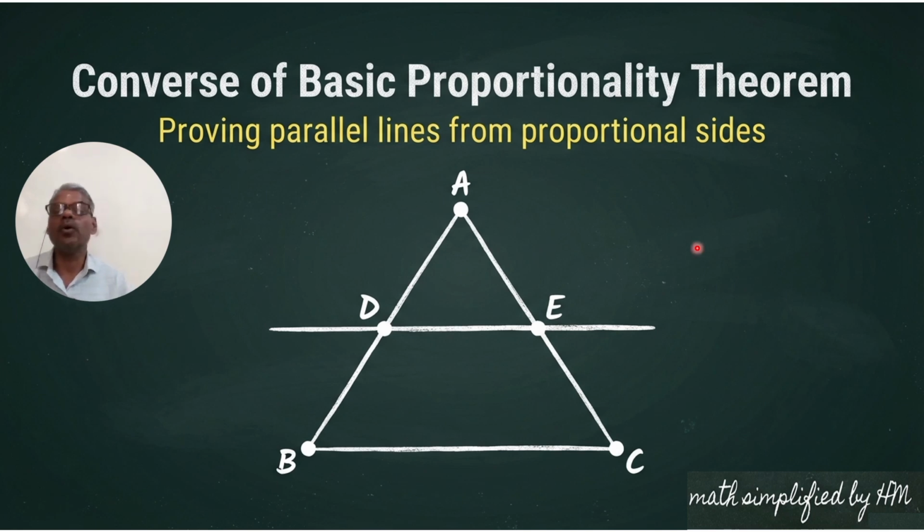In our last video, we have proved the basic proportionality theorem. In triangle ABC, if a line is parallel to side BC and intersects AB at D and AC at E, then AD upon DB is equal to AE upon EC. Today we are going to look at the converse scenario, known as the converse of the basic proportionality theorem. Please grab a notebook, pause when needed, and let us dive in.